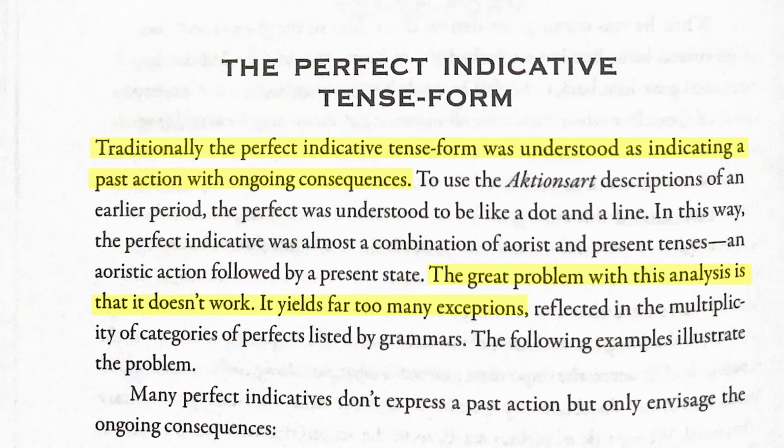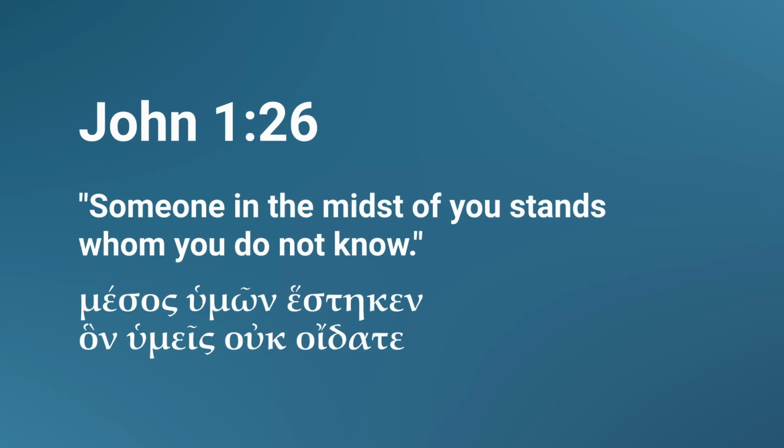He begins with the so-called traditional view. He says, "Traditionally, the perfect indicative tense form was understood as indicating a past action with ongoing consequences. The great problem with this analysis is that it doesn't work. It yields far too many exceptions." Campbell goes on to list some exceptions, such as John 1:26, which says, "Mesos humon hesteken hon humeis ouk oidate." Someone in the midst of you stands whom you do not know.